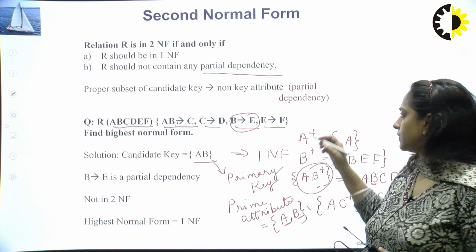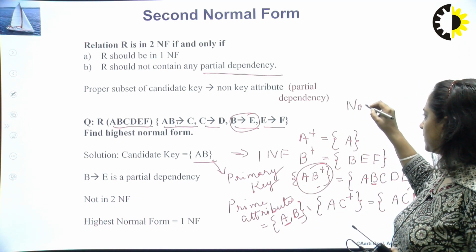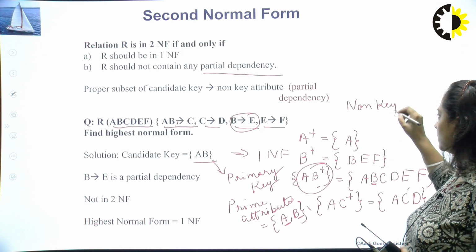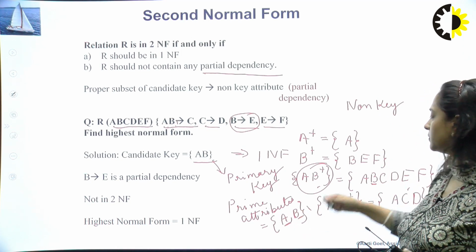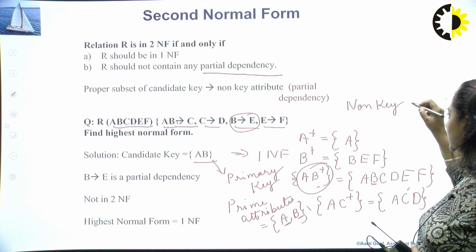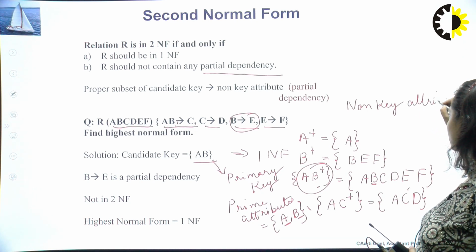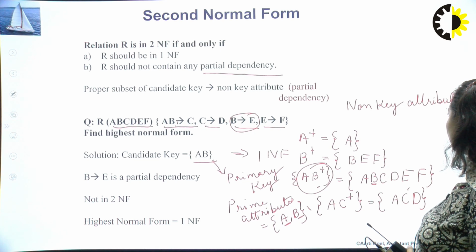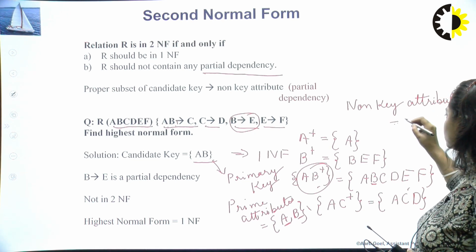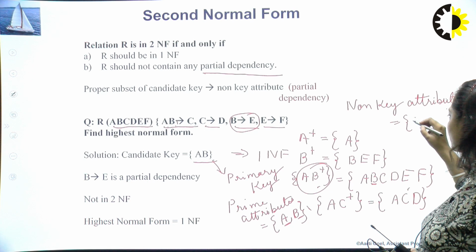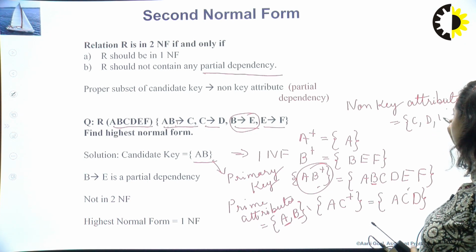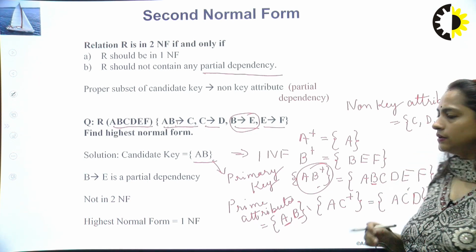Or you can understand it this way: those that are not the prime attributes, the remaining ones, are the non-key attributes. So the non-key attributes are C, D and E.